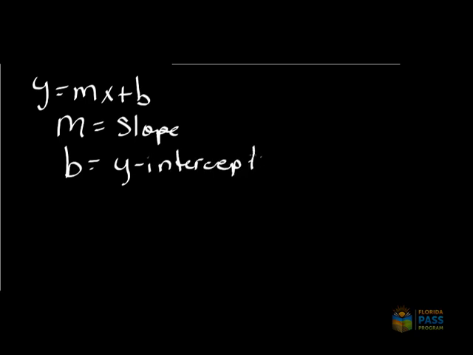The y-intercept is the place on the graph that the line crosses the y-axis. So if I was to draw a graph, kind of lopsided, here's your x-axis, here's your y-axis. If I have a point on the graph, here's my line, this point right here, this is your y-intercept, because that is where your line crosses the y-axis.